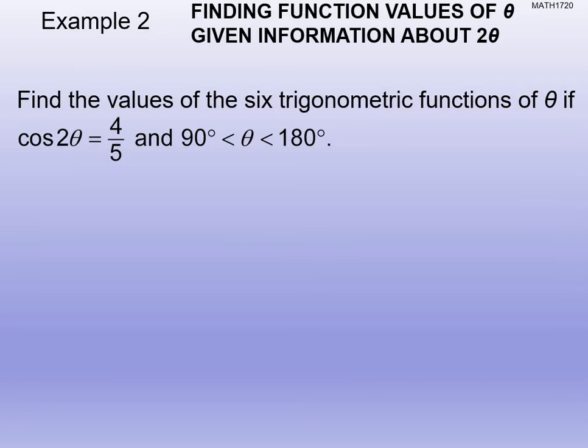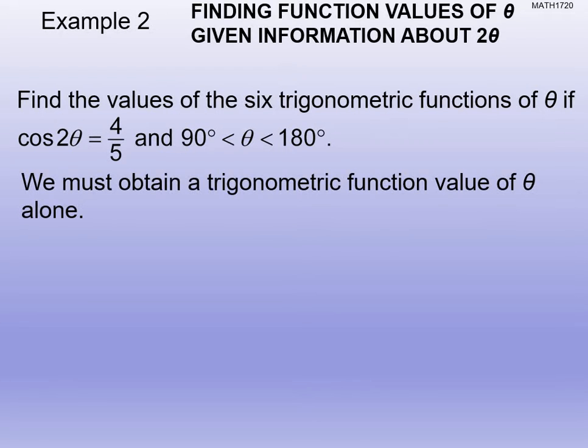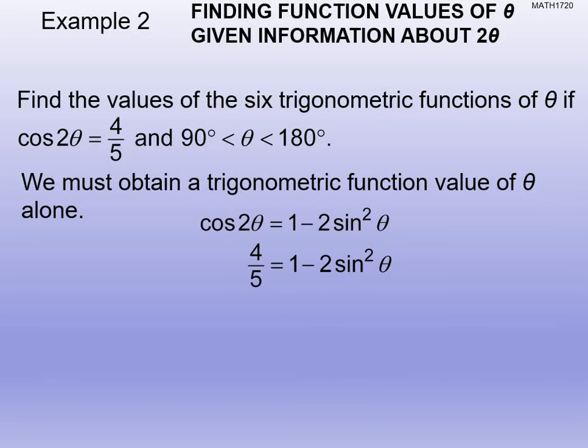So now we have to work backwards. We have the ratio 4/5, and that's what cosine of 2 theta is equivalent to. So we have to find a way to work backwards and relate everything. We are going to say cosine of 2 theta is equal to 1 minus 2 sine squared theta, and we're going to substitute in the 4/5 for cosine of 2 theta.